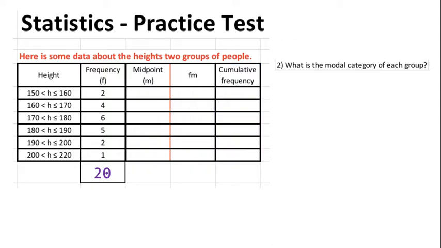So question 2, what is the modal category of each group? Well, you've heard of the mode, so the modal category is just like the mode. It's the one that there's most of. So the group with most in it is the group that's got 6 in it. There's more in that group than in any other group, but that doesn't mean that 6 is the mode. The modal category is the group that's got most people in it. So the modal category is 170 to 180.